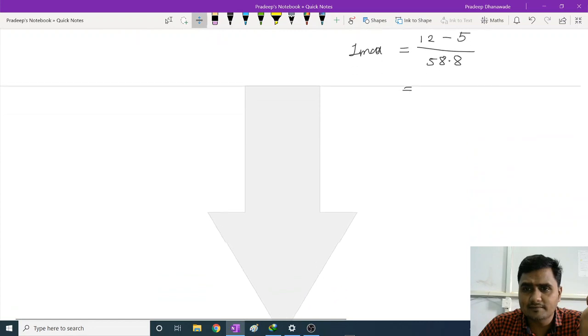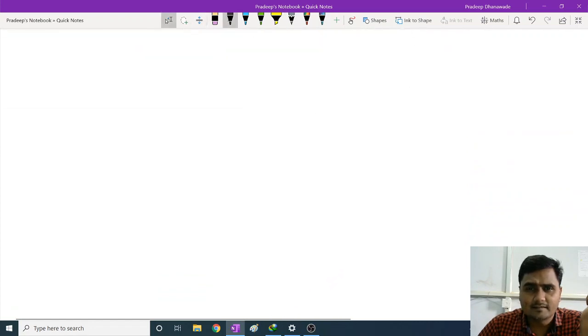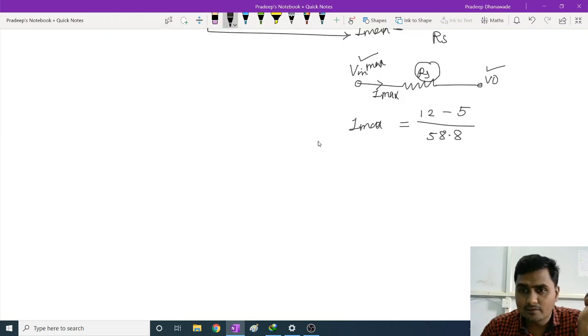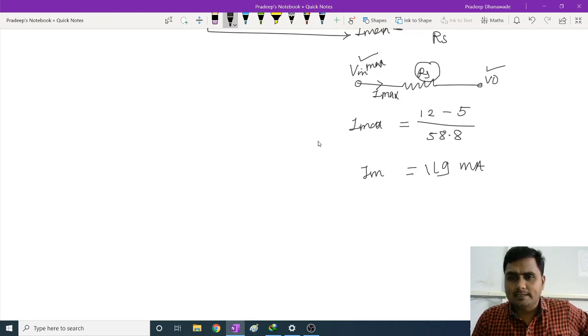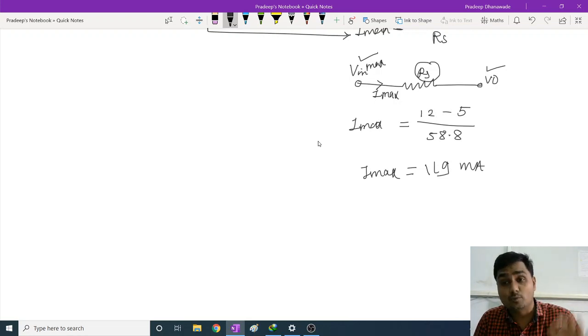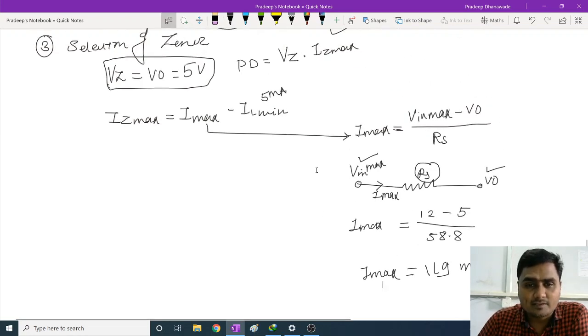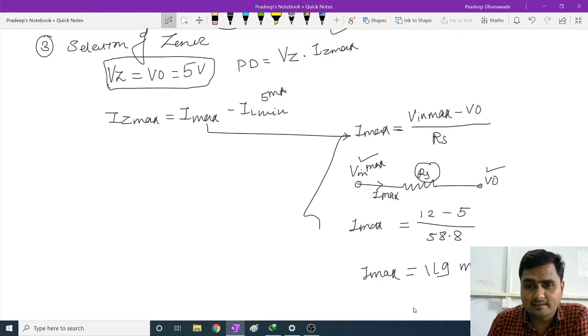Have you calculated the value of I max? 12 minus 5 divided by 58.82 is 119 milliamperes. I'm just writing the approximate value. Whatever exact value you are getting, maybe 119.2 or 119.8 milliamperes, use the exact value from your calculator to calculate I max. Now see, this I max I'm going to use in this equation.